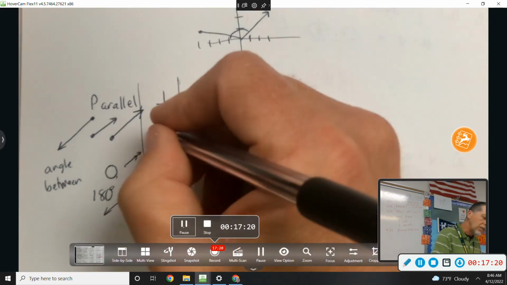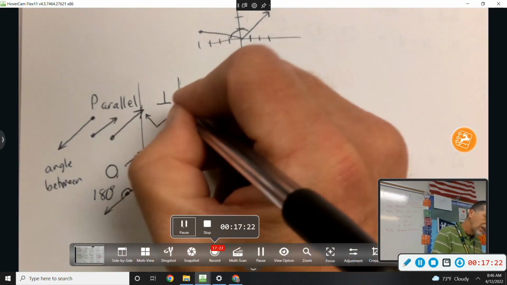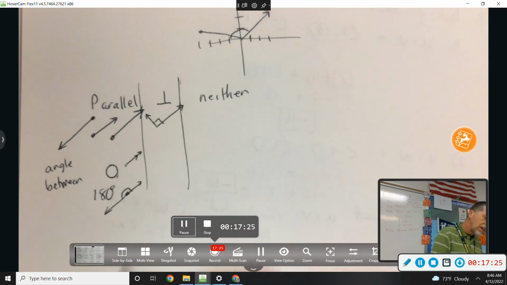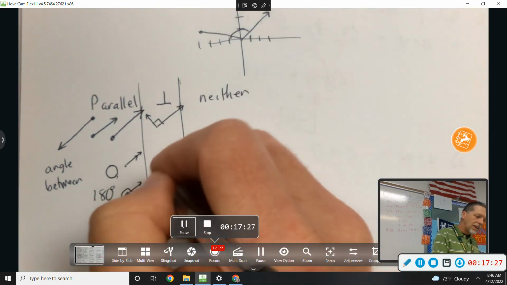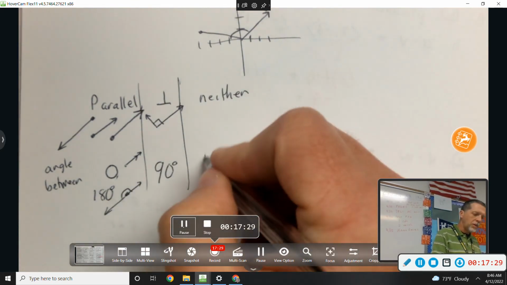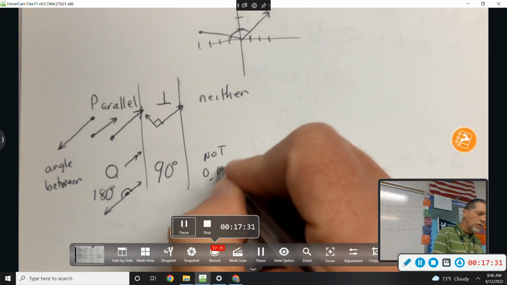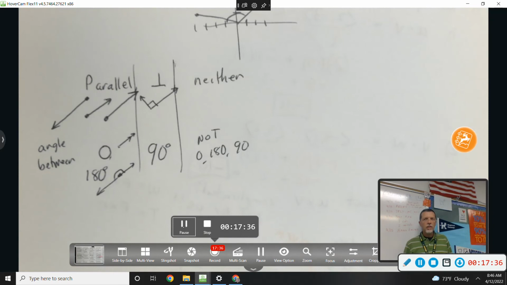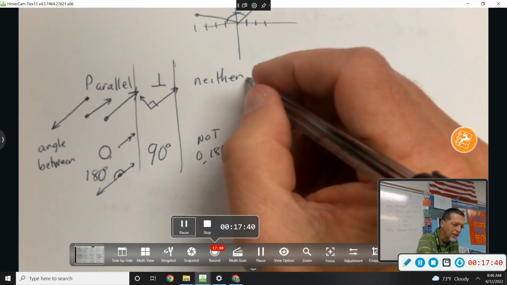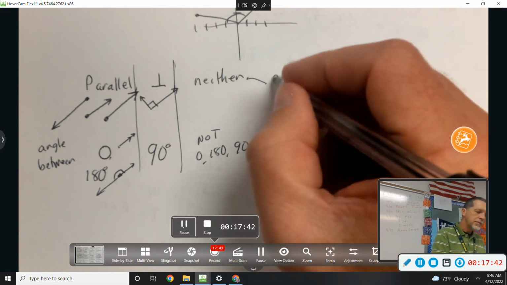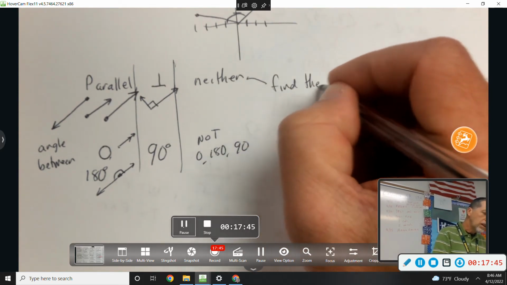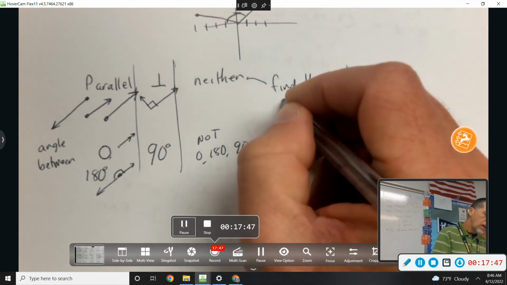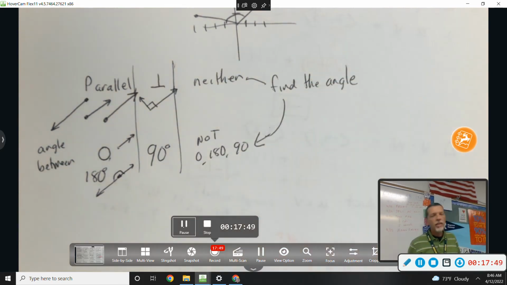Perpendicular, that's an easy one. What angle would we find there? 90. And neither just means not 0, 180, or 90. So when we ask parallel, perpendicular, or neither, it's a sneaky way of getting you to find the angle. And then once you know the angle, you can answer the question.